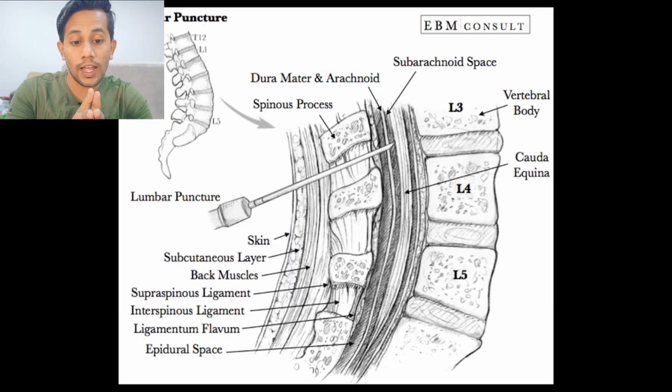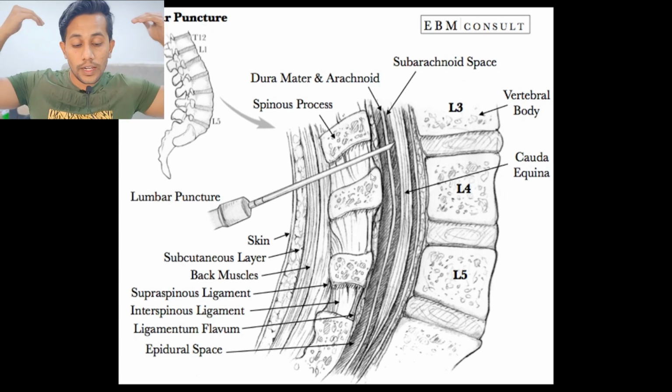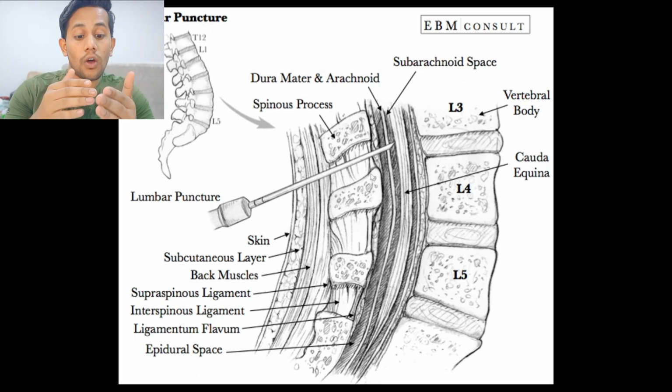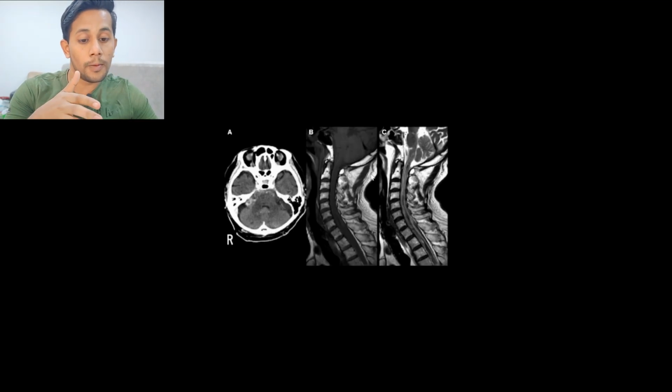You do have to realize the CSF is not only in your spinal cord but is also present in your brain. So when you have a subarachnoid hemorrhage, it will press against your brain, and in order to drain that excess blood, you will need to perform a lumbar puncture.